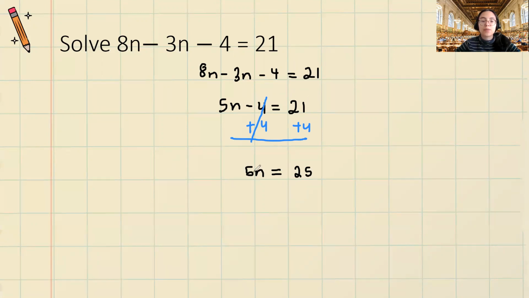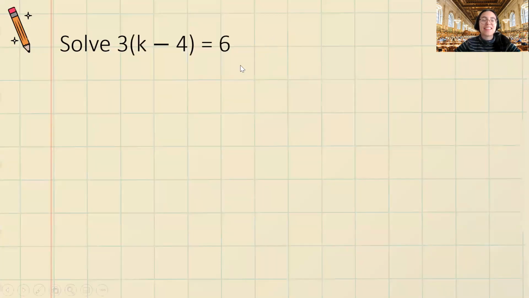And 5 is being multiplied times n, so I'm going to divide by 5 on both sides. The 5's here will cancel. And I'll have left over n, which is what we wanted, and 25 divided by 5, and they're both positive, so my answer is going to be +5. Exciting, fun. Okay, so let's continue to the next example.